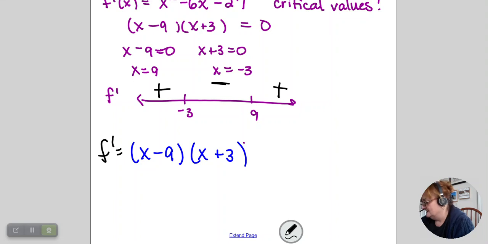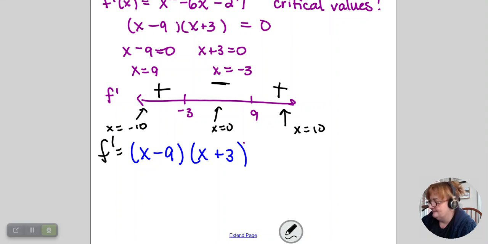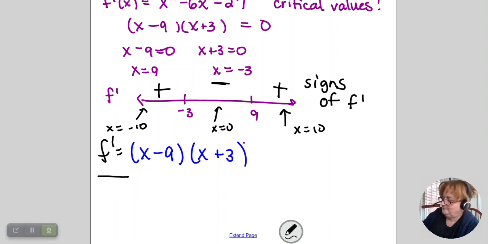I'm going to be a little lazy doing that though, for the sake of this video. But you can pick a number in each interval, whatever numbers you want, plug them in to f prime. These are the signs of f prime.